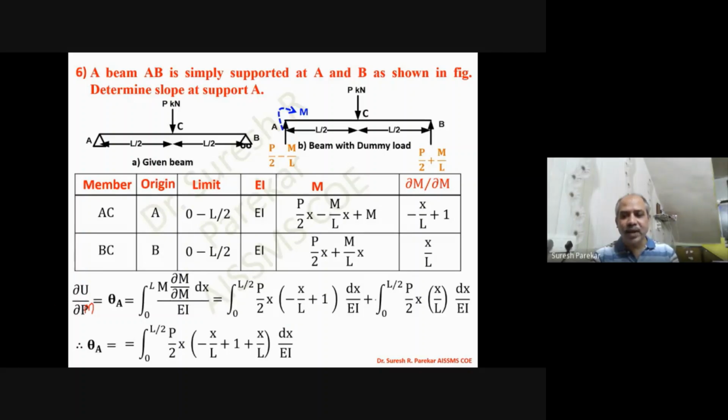When we combine this, we have P by 2 X, this is common. So we have taken common P by 2 X. So we have minus X by L plus 1, and this plus X by L. So we have substituted in this. And then this minus X by L and plus X by L get cancelled. And we have only P by 2 X. And then if you integrate it, we are going to get P X square by 4. And then if I put X equal to L by 2, it becomes P L square by 16 here. As it is positive, it is clockwise.